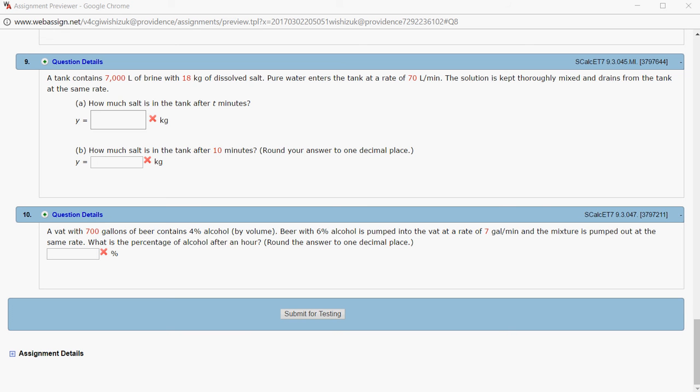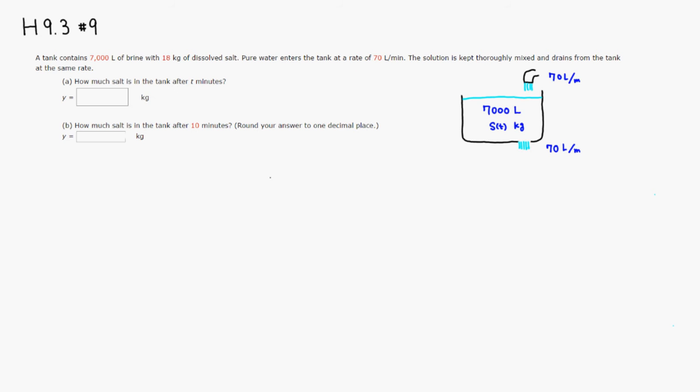All right, let's look at the homework 9.3, problem number 9. So this is a mixing problem. All right, so let's look at that. A tank contains 7,000 liters of brine with 18 kilograms of dissolved salt. So initially you have 7,000 liters and there are 18 kilograms of salt in there. So this is basically the initial condition.